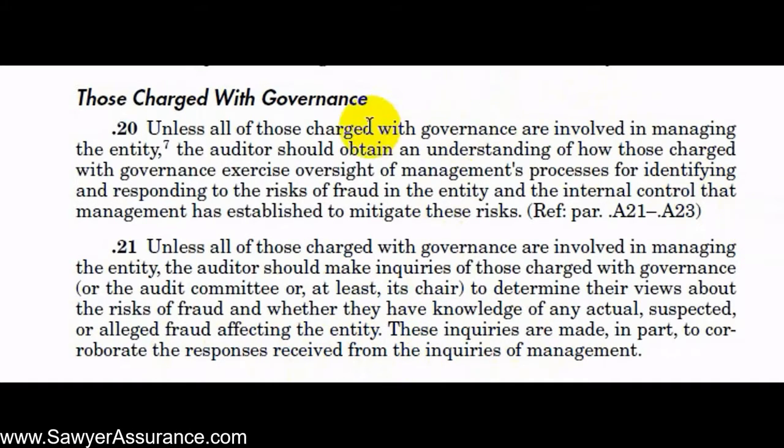So we see here that in AUC section 240, we have a lot of responsibilities as it relates to fraud and inquiring with several people within the entity, as we saw in the prior video, as well as people who are on the governance side of the entity. So we've got some explanatory material here, so let's go down to those sections and see some more details about how we need to accomplish this.